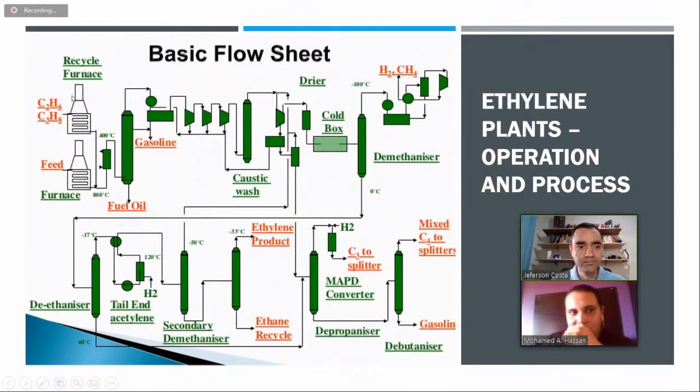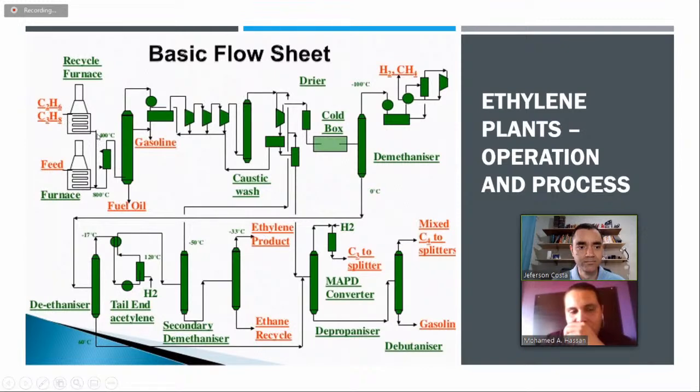Then the outlet from the convection section is sent to a second heat exchanger to increase the temperature of the feed a little bit again before sending it to the radiation zone. This increases the temperature gradually; injecting the feed directly into the radiation zone would increase coke formation. So the purpose of this design is to reduce the coke formation in the coils.